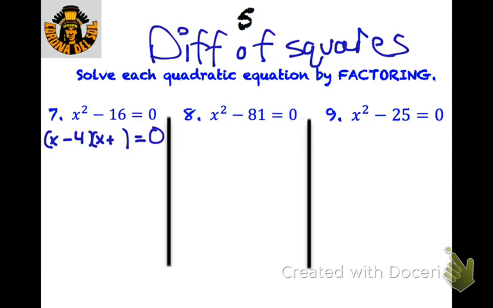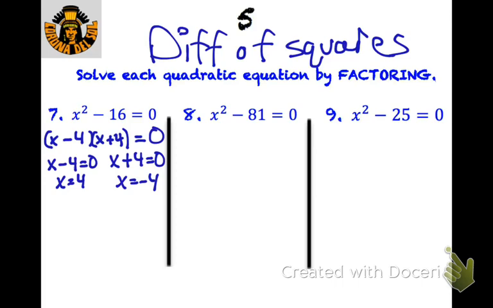It's not going to let me write it. Okay, come on. Okay. So then x minus 4 equals 0, so x is positive 4. x plus 4 equals 0, so x is negative 4.